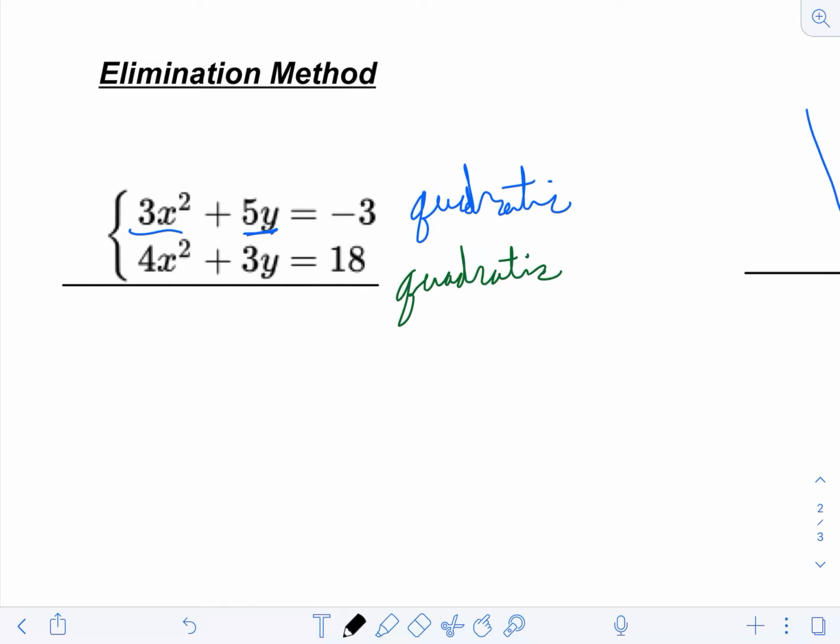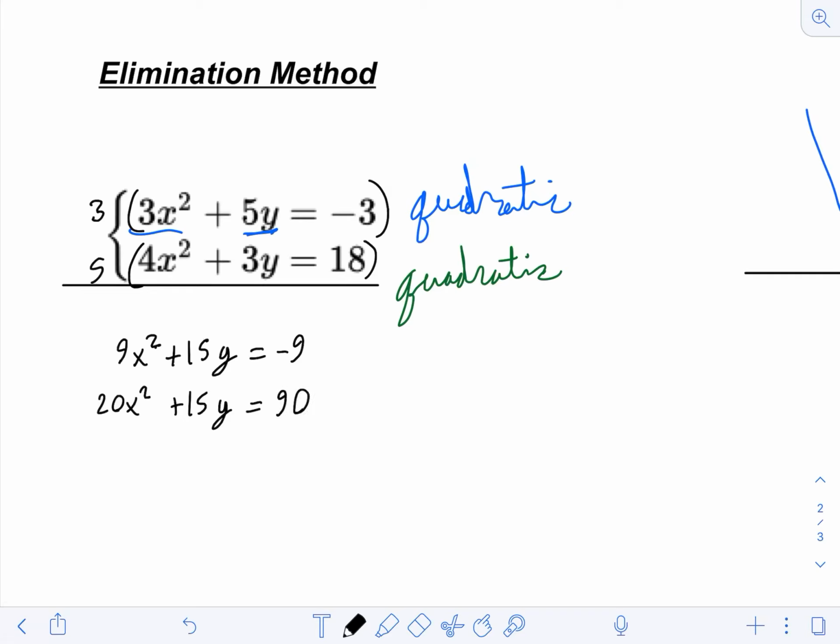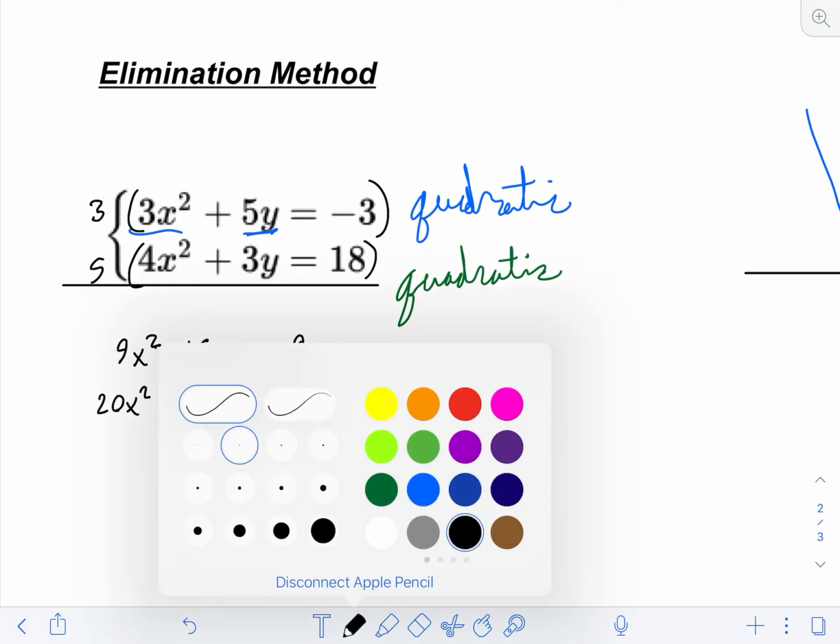We're going to multiply the whole top by 3 and the whole bottom by 5. That'll get both of the y's to be 15y. And we end up with 9x squared plus 15y equals negative 9, and 20x squared plus 15y equals, what is 5 times 18? 5 times 8 is 40, 5 times 50 and 40 is 90. Equals 90. Now that we have two y's that are the same, we can eliminate them.